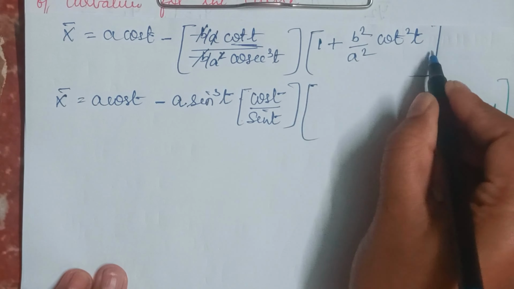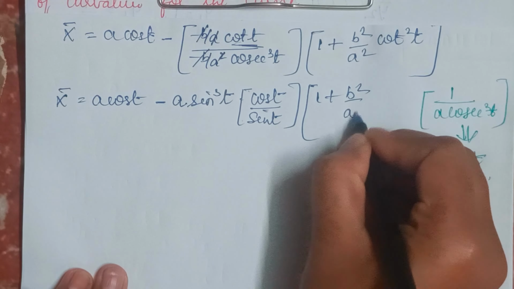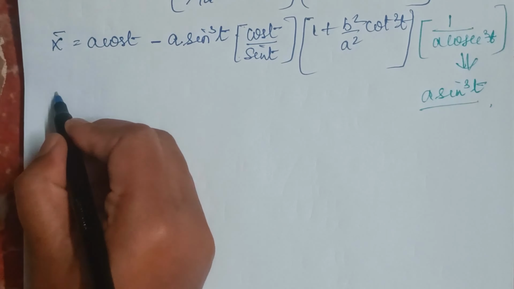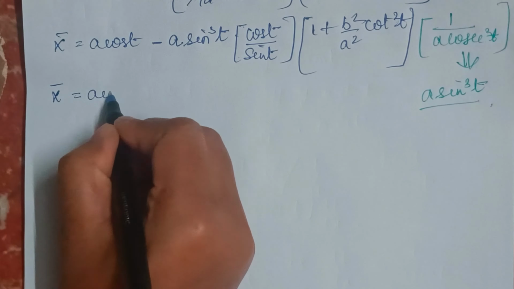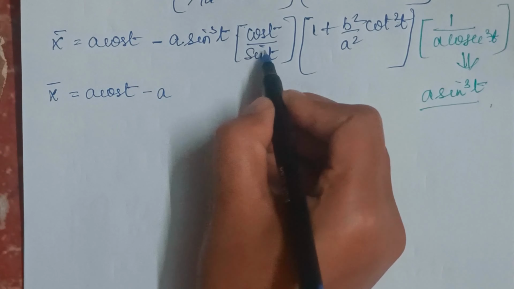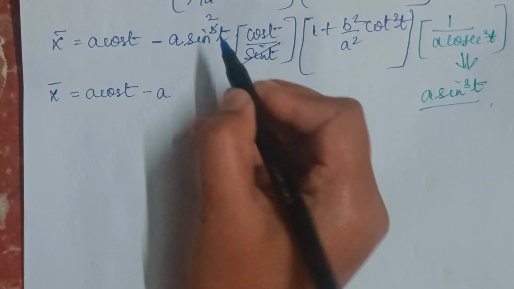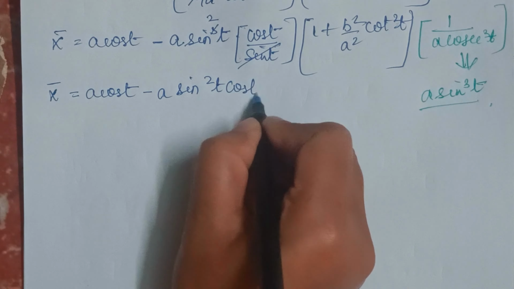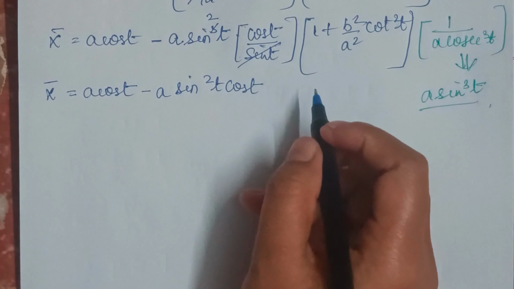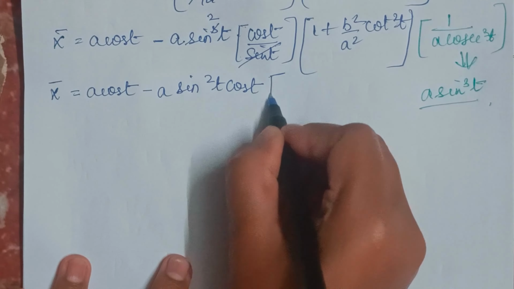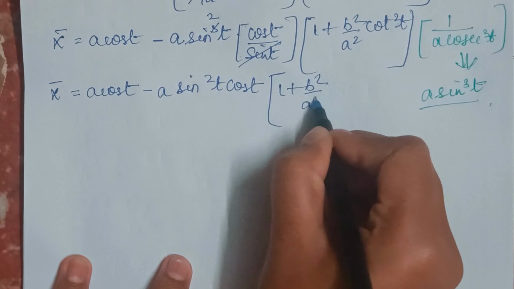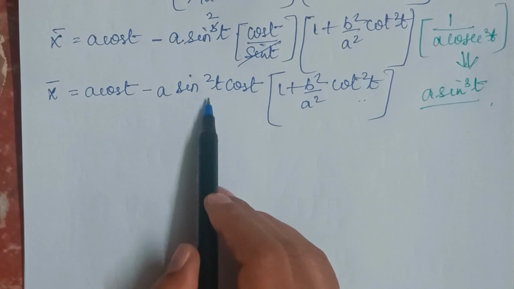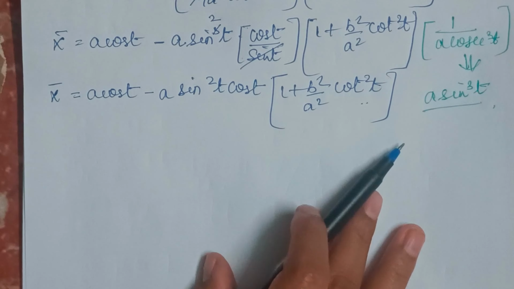Now whatever I have here, I'll just write it down. 1 plus b square by a square cot square t. Done. So now x bar is equals to a cos t minus a sin t, and this cube will become square, it will get cancelled. So minus a sin square t cos t, and then whatever I have here, 1 plus b square by a square cot square t. I'll just multiply this inside. So what it will become, we will see.